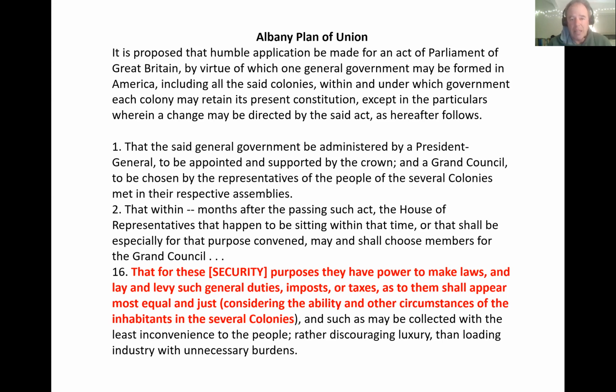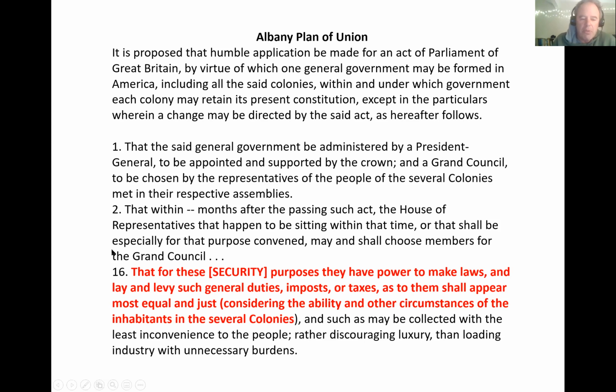And the result is this document called the Albany Plan of Union, which is never formally implemented, but is the first kind of quasi-constitution that's in existence in the British colonies. And the impetus behind Franklin is that the individual colonies should think of themselves as a unified group rather than as Massachusetts or Virginia or Georgia, that they have more in common than not.